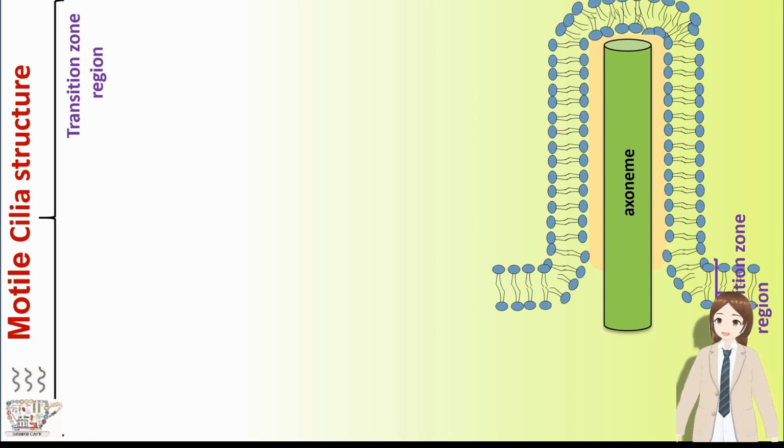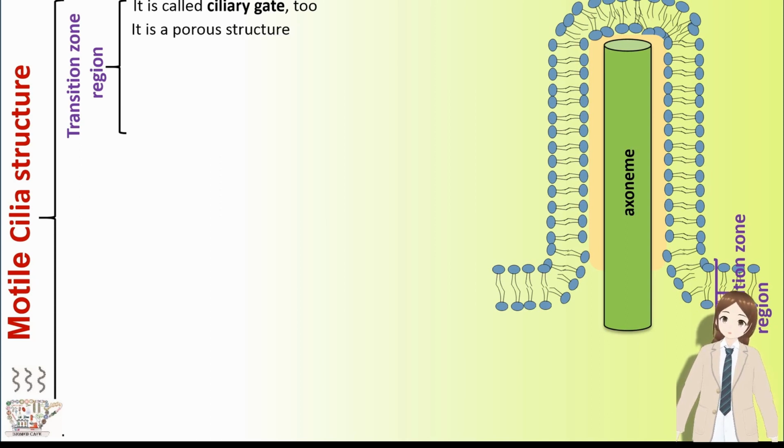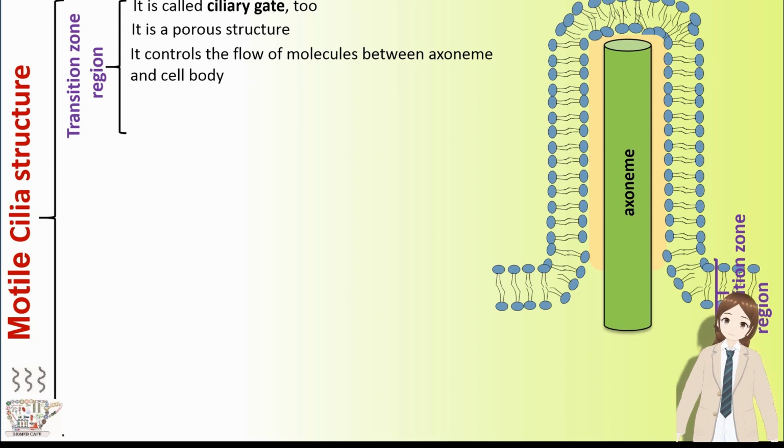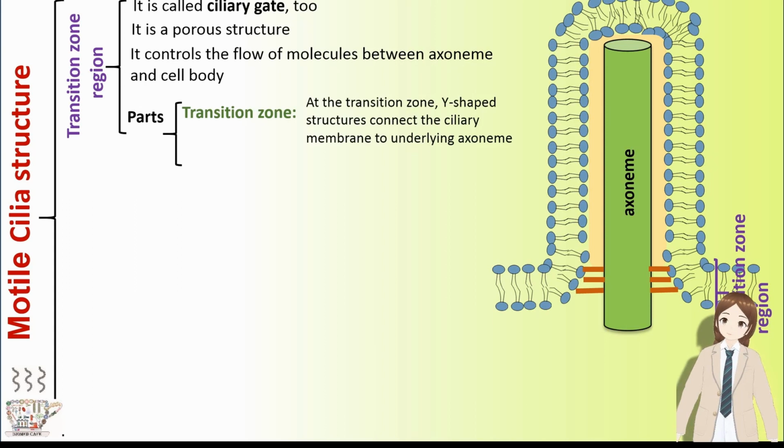The second part of motile cilia is the transition zone region. It's called the ciliary gate. It's a porous structure that controls the flow of molecules between the axoneme and the cell body. The transition zone region has 2 parts. At the transition zone, Y-shaped structures connect the ciliary membrane to the underlying axoneme and transition fiber.